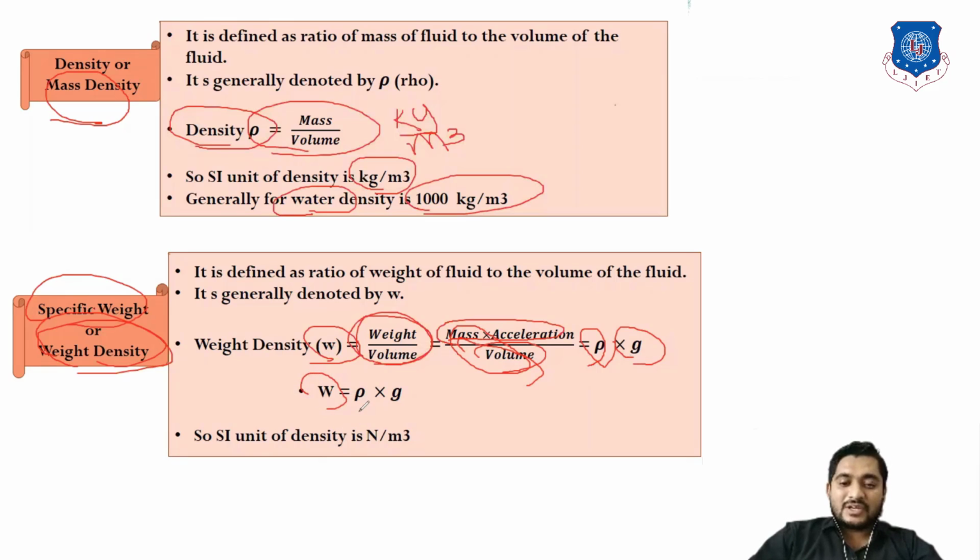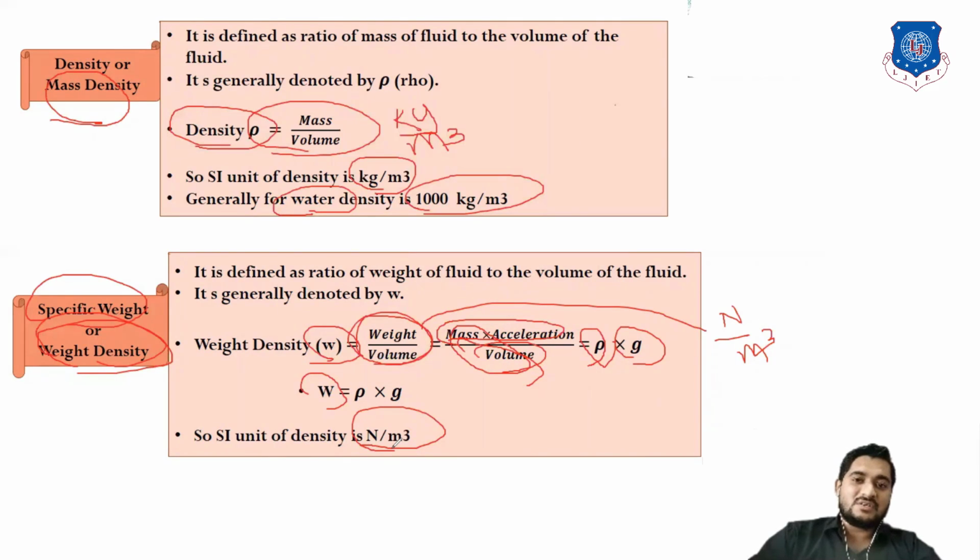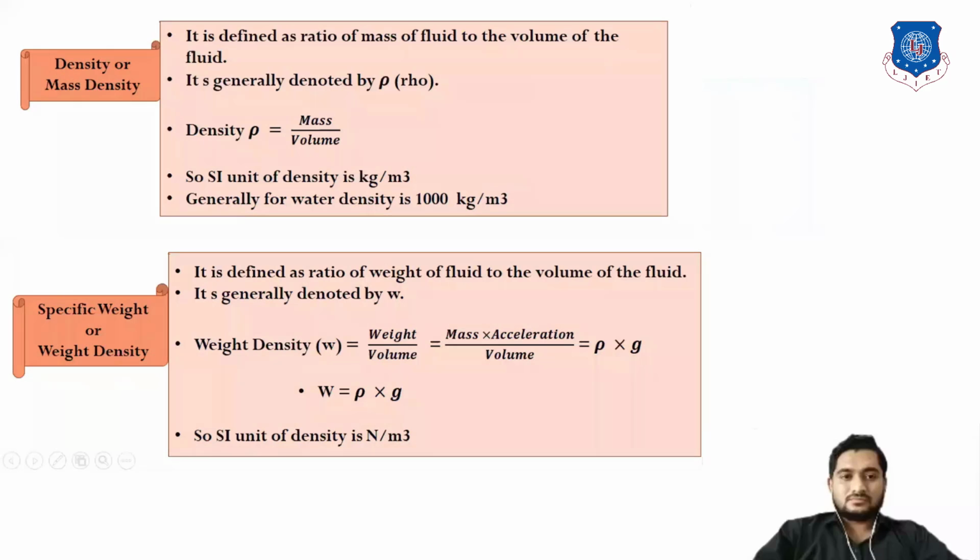So the unit of weight density: weight can be considered in Newton and volume in meter cube. So Newton per meter cube is the SI unit of weight density or specific weight. Clear? So mass density is denoted by rho, and weight density is denoted by small w. Mass density means mass by volume, and weight density means weight by volume.